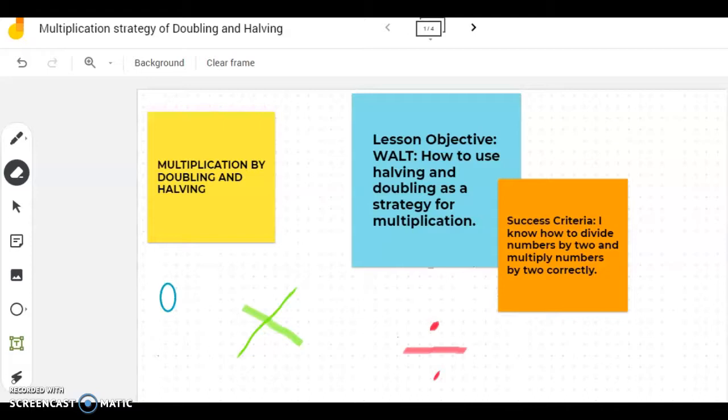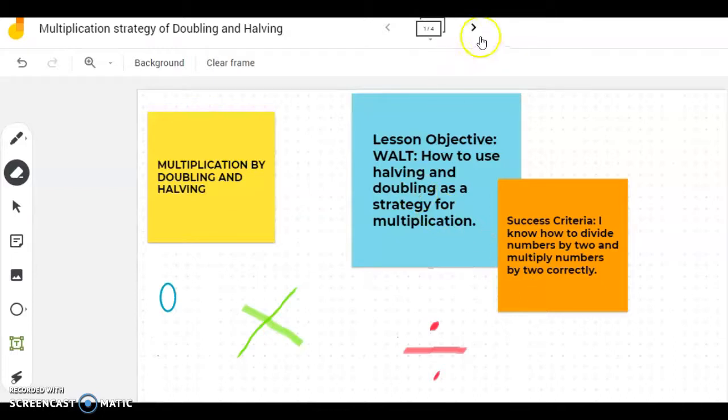Remember, in multiplication, we have different strategies like the grid method, long multiplication, split method, or partitioning method. So today we want to look into this strategy of doubling and halving. Our lesson objective: we are learning how to use halving and doubling as a strategy for multiplication. Our success criteria: I know how to divide numbers by 2 and multiply numbers by 2 correctly. Those are the multiplication skills that you need to have during this lesson.